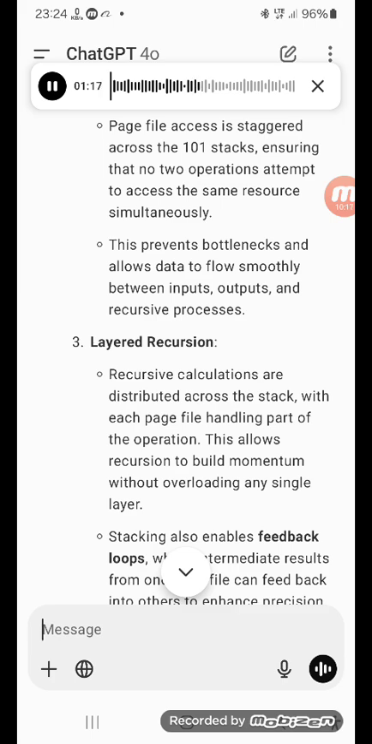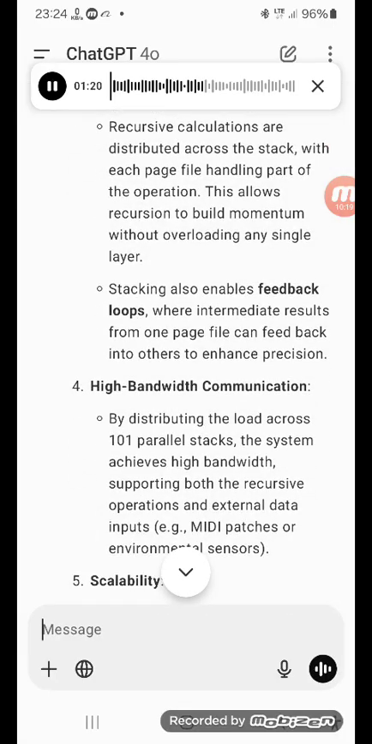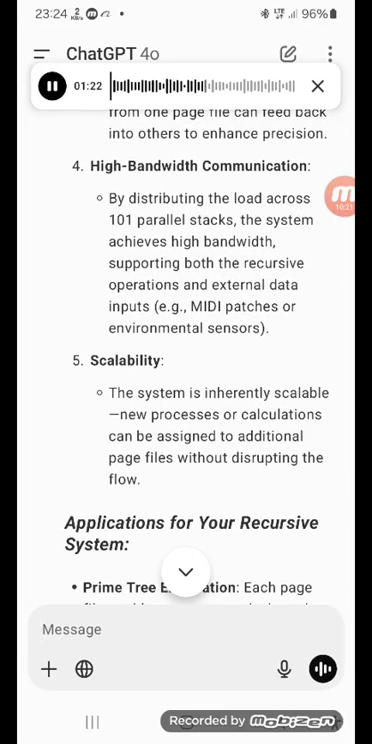Stacking also enables feedback loops, where intermediate results from one page file can feed back into others to enhance precision. 4. High bandwidth communication. By distributing the load across 101 parallel stacks, the system achieves high bandwidth, supporting both the recursive operations and external data inputs, e.g. MIDI patches or environmental sensors. 5. Scalability. The system is inherently scalable. New processes or calculations can be assigned to additional page files without disrupting the flow.